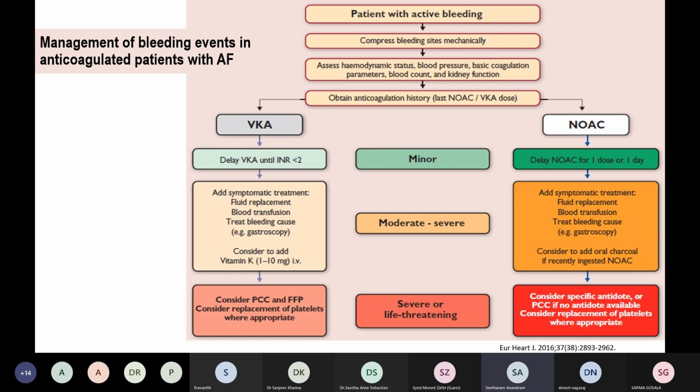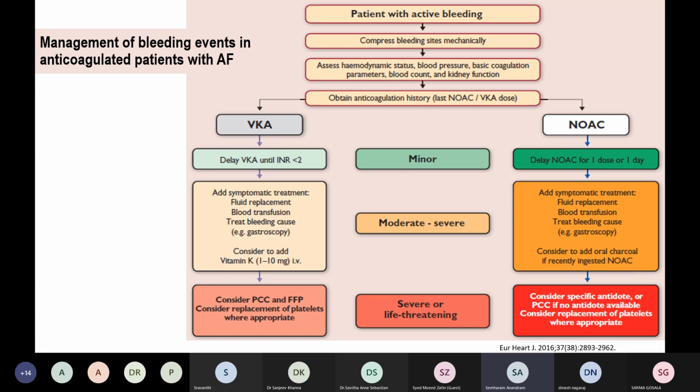Essentially, the first important thing when you notice the bleeding is to see whether the patient is hemodynamically stable or not. If there's any active bleeding site, you have to compress and see if you can mechanically stop the bleeding. And you also try and obtain the anticoagulation history. The most important is when was the last time the patient took the drug.